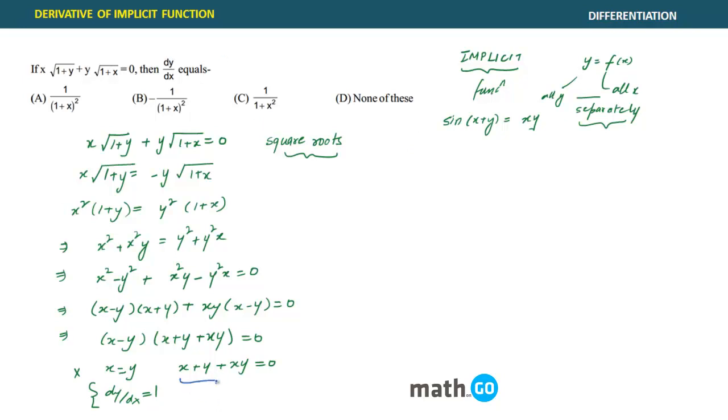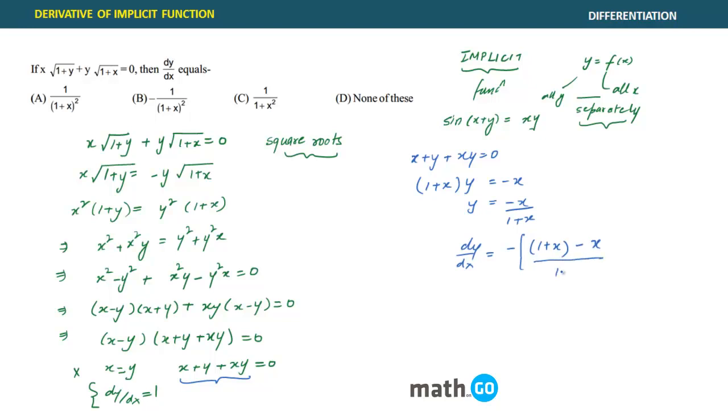So this is the other equation that you have obtained. Now you have x plus y plus xy equal to 0. If I collect the terms of y, you will get that 1 plus x times y is equal to minus x, or I can say y is equal to minus x upon 1 plus x. Just do the differentiation again. So dy by dx for this particular component would be minus, let's say we take minus outside, so 1 plus x, the derivative, because derivative of x is 1, minus x divided by 1 plus x whole square, right?